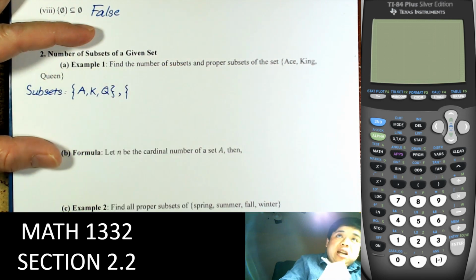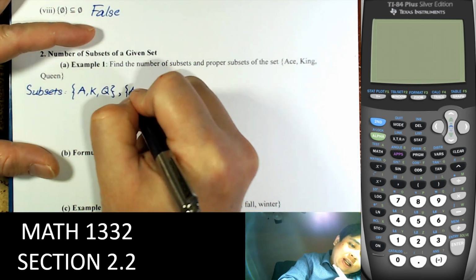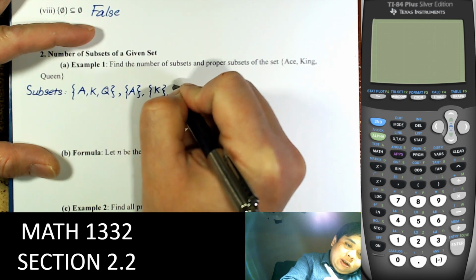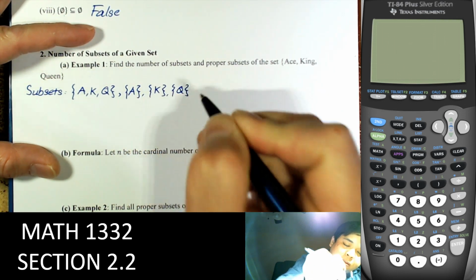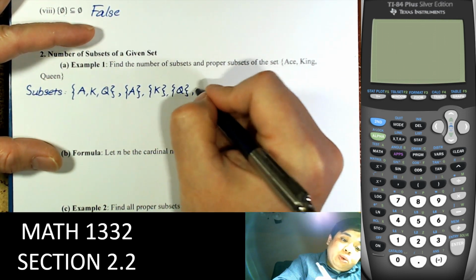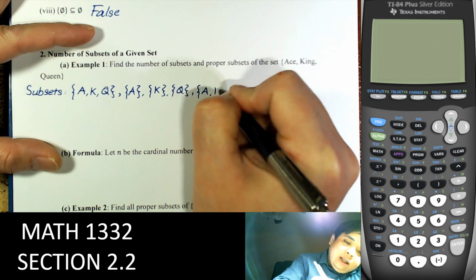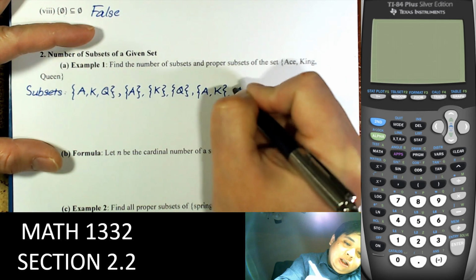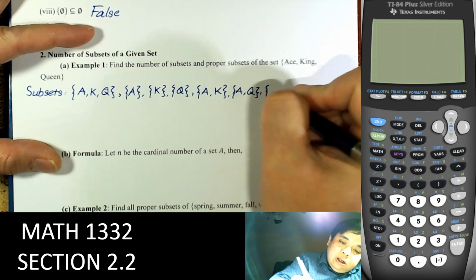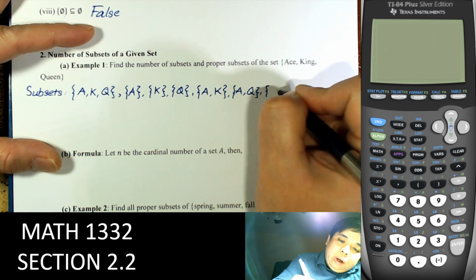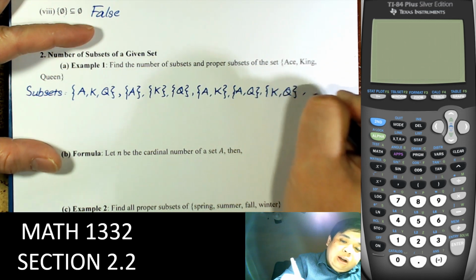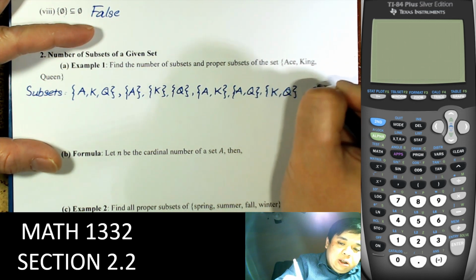And now let's say the set of only one: ace, king, or queen. Now the set of 2: ace, king, ace, queen, and queen and king, or king and queen. And finally, an empty set.